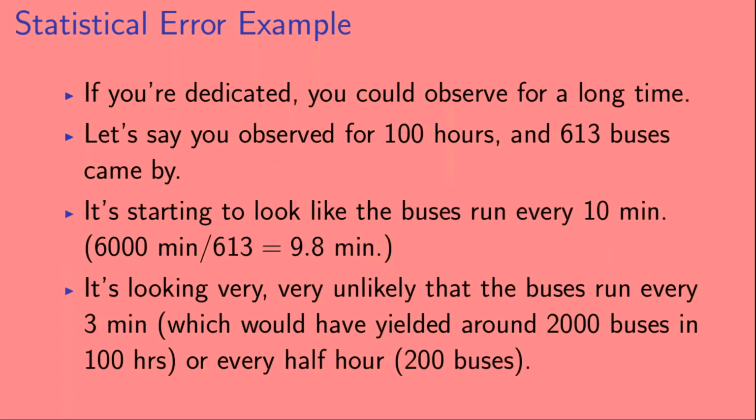Now, if you're dedicated, you could observe for a long time. So let's say you observed for 100 hours and 613 buses came by. It's starting to look a lot like the buses run every 10 minutes. So 6,000 minutes divided by 613 buses is 9.8 minutes. It's looking very, very unlikely that the buses run every 3 minutes, which would have yielded around 2,000 buses in 100 hours, or every half hour, which would have yielded 200 buses.